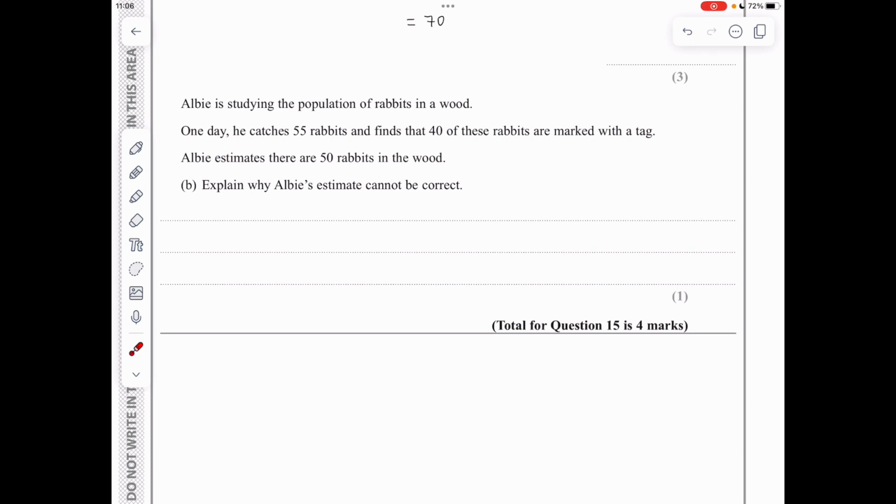We're then told that Albi will be studying the population of rabbits in a wood, and one day he catches 55 rabbits, finding 40 of them to be marked with a tag. Albi estimates there are 50 rabbits in the wood, and we need to explain why this estimate cannot be correct. Well, obviously, if he collected a sample of size 55 on one day, then surely there must be at least 55 rabbits in the wood, and therefore his estimate cannot be correct.